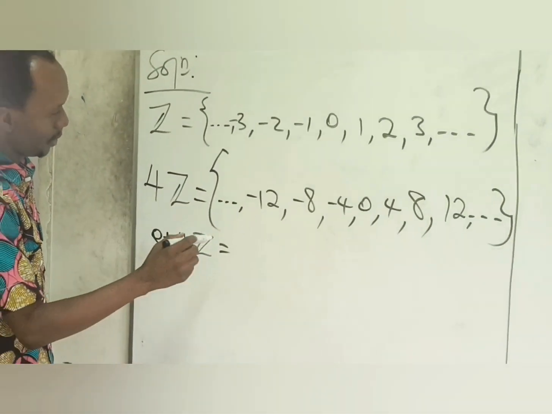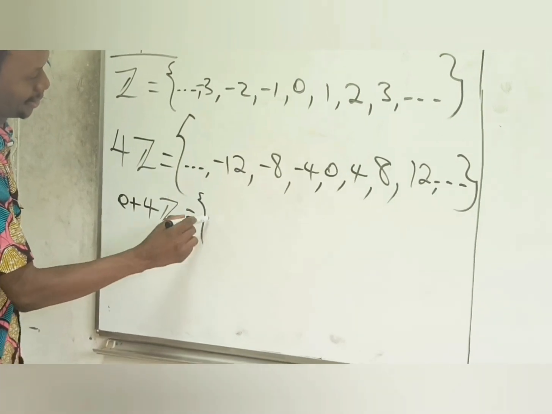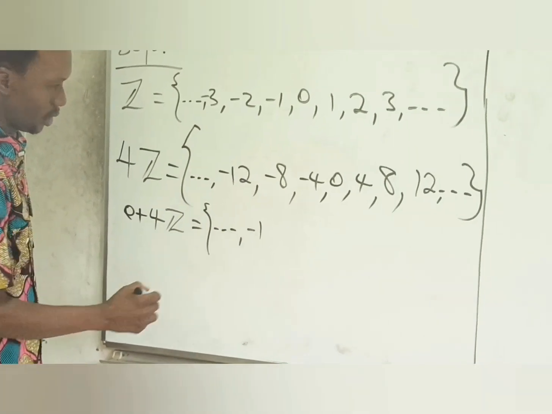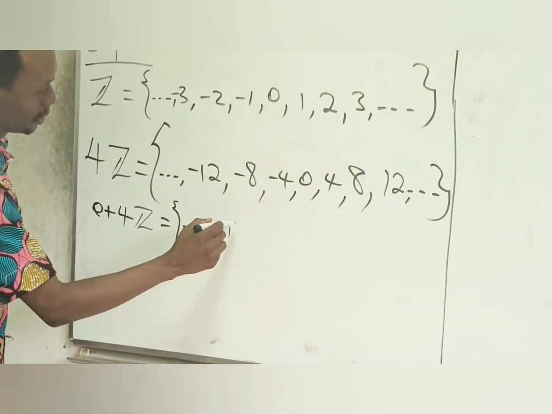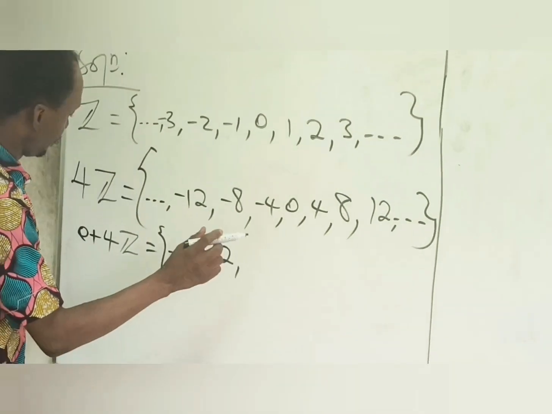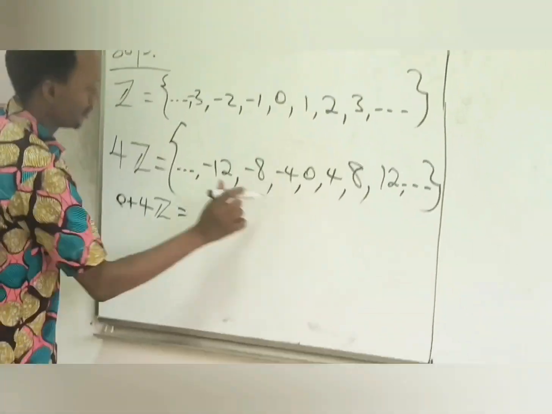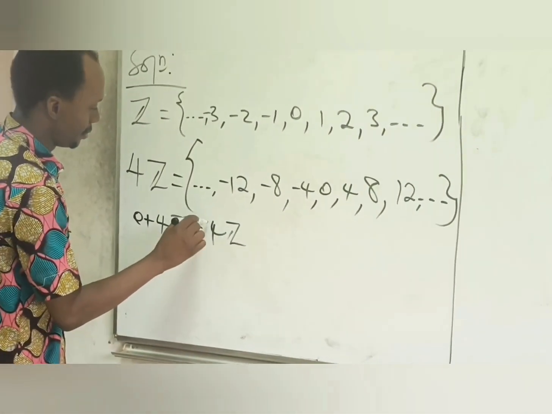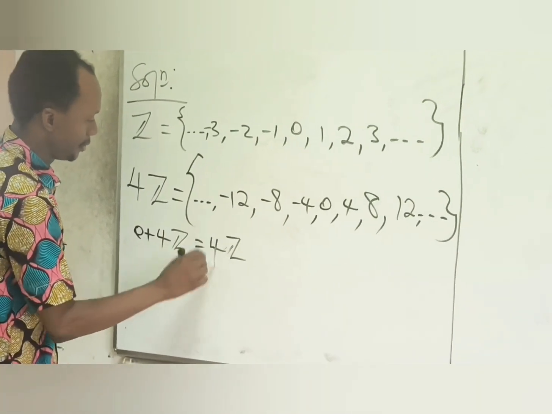0 plus 4z. What do we get? Who can tell us? Negative 12? Is it 12? Very good. It's 0, so it's the same thing. So let's just write 4z. It's equal to 4z. Thank you.